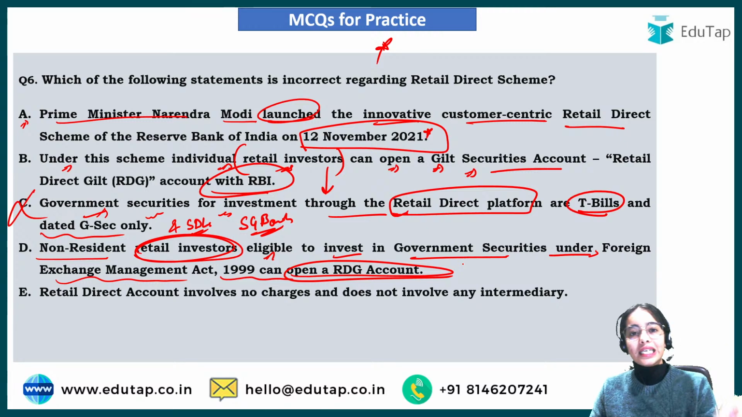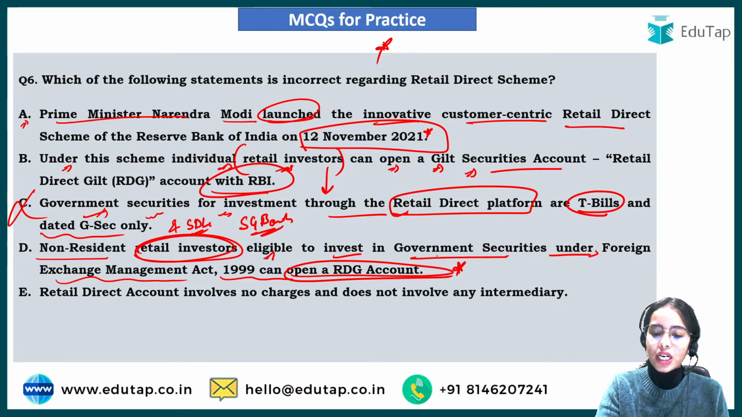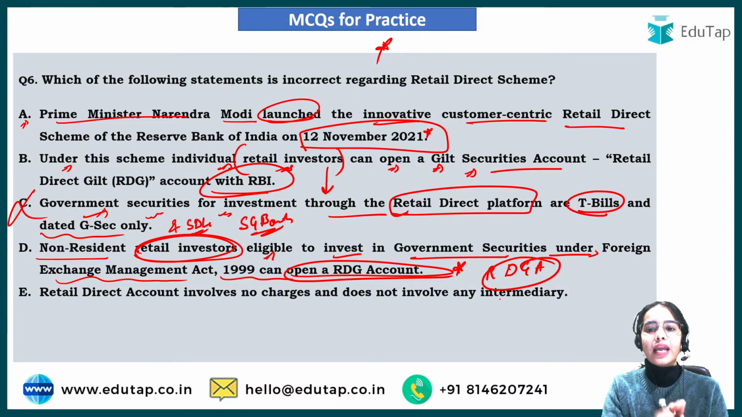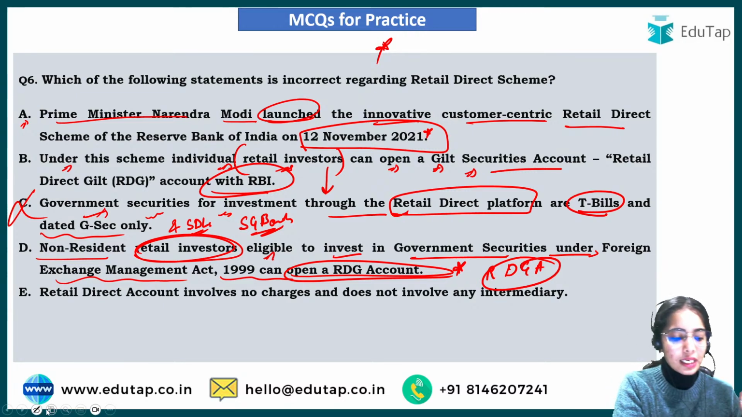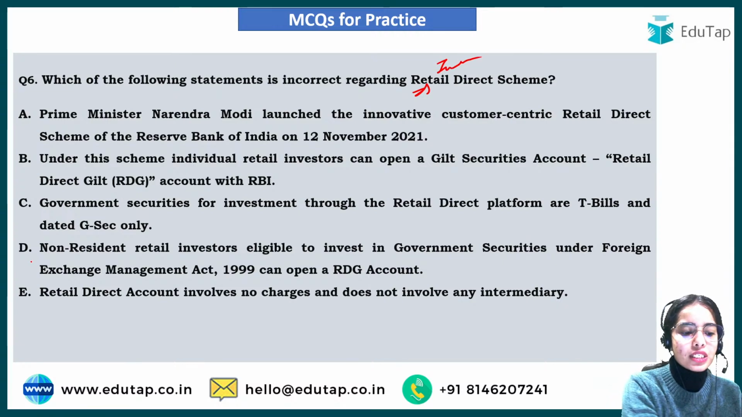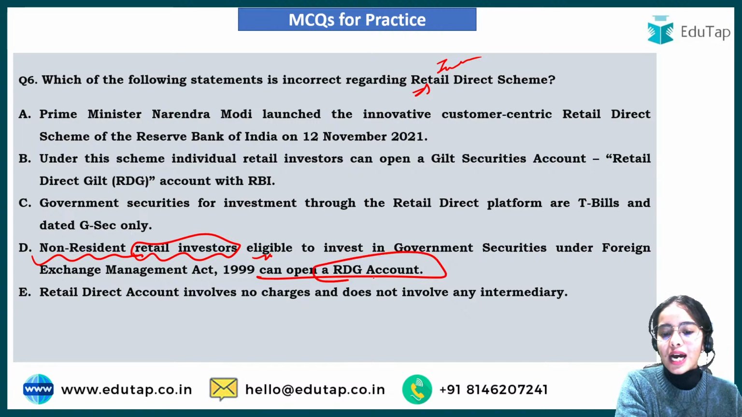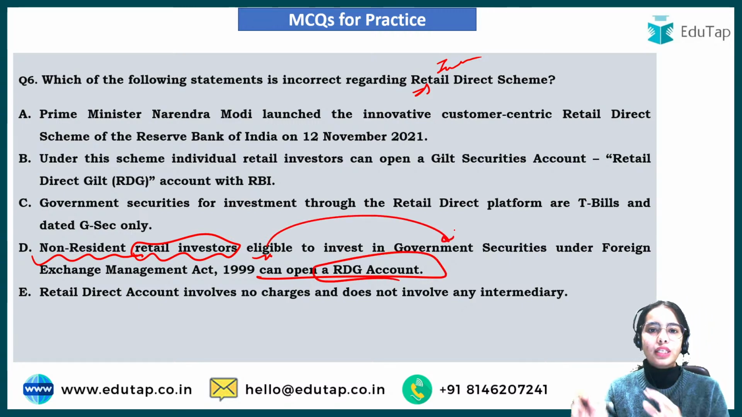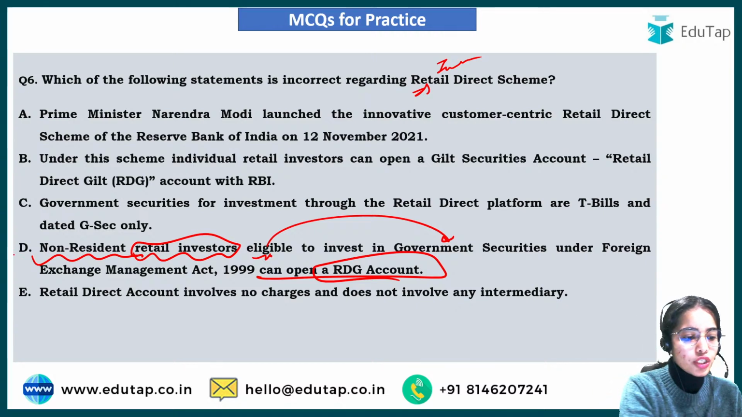So non-resident retail investors, only the retail investors, can open the RDG account. They can open the retail direct gilt account under the retail direct scheme. The retail direct scheme is only for retail investors, and that's why non-resident retail investors are eligible to open an RDG account if they are eligible to invest in government securities under FEMA 1999. So this is also correct.